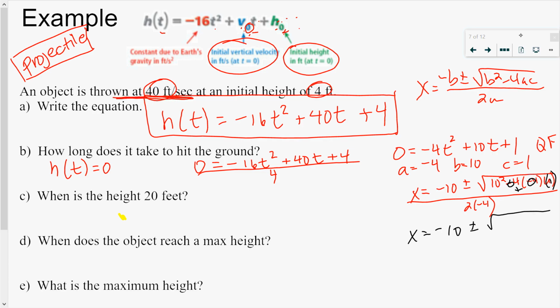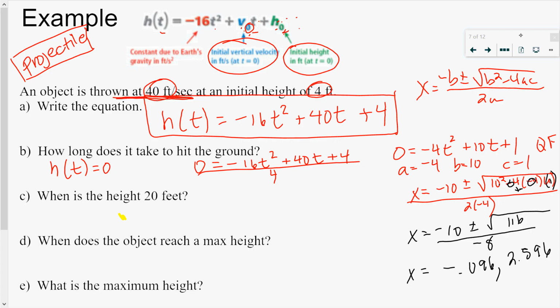So you're going to get negative 10 plus or minus the square root of 100 plus 16, 116, over negative 8. Remember, these are nice. You're going to use decimals. Negative 10 plus square root of 116 divided by negative 8. I get negative 0.096. Negative 10 minus square root of 116 divided by negative 8. I get 2.596.